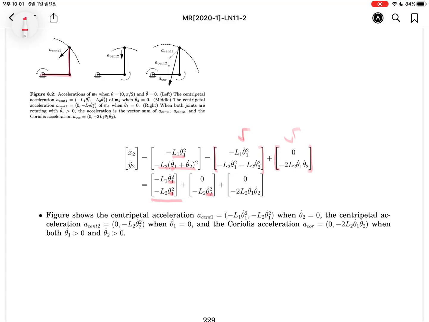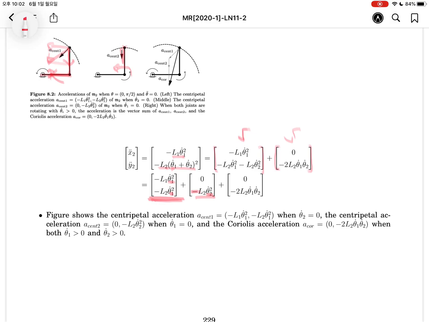Let's assume that this structure is stationary. Here, theta 1 dot is applied. At that time, the centripetal term is proportional to theta 1 dot square. So two terms can be combined, then we have this centripetal term. It is related to this one. One more, when theta 2 dot is applied, then only one minus y direction centripetal term appears. So we will have it.